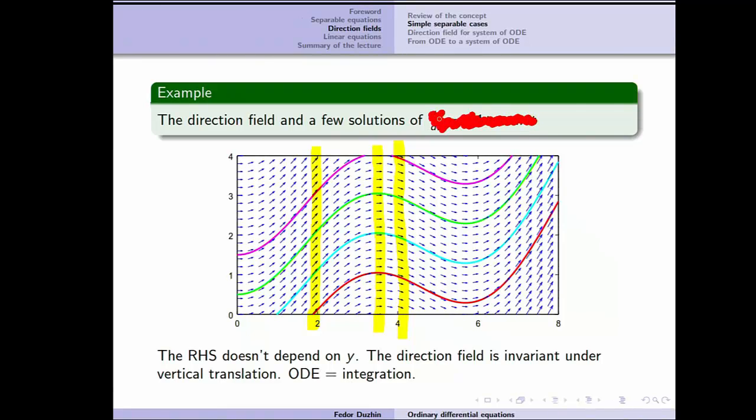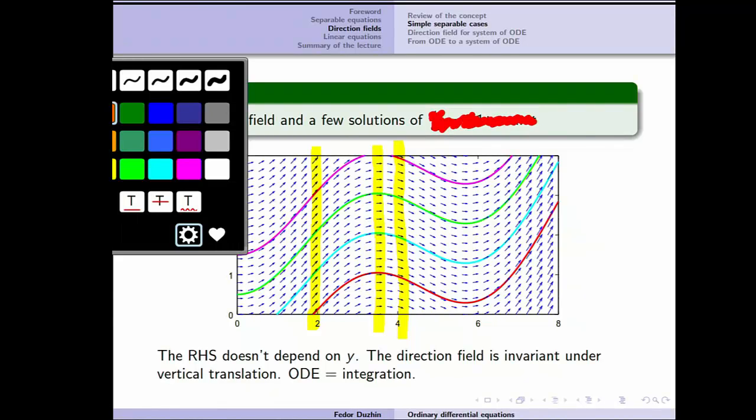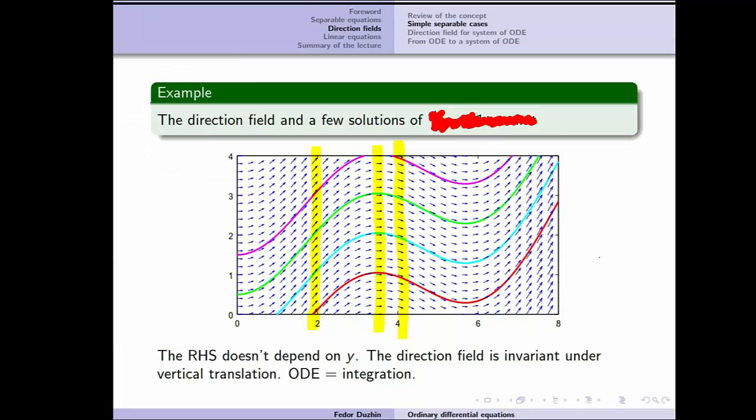If you just look at the vector field, what you see immediately is that along every vertical line, all the arrows are the same. Which means that the right-hand side of our differential equation does not have a y in it, so it only has a t, right? By just looking at this, you can immediately see that our differential equation looks like dy/dt is some expression g of t. It doesn't have y.